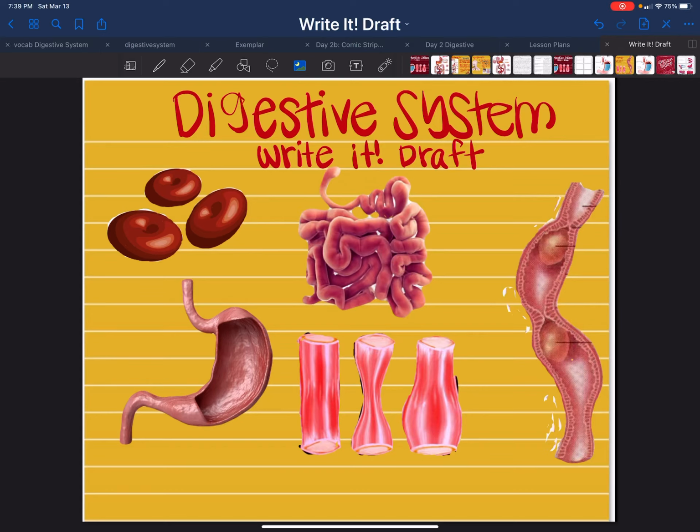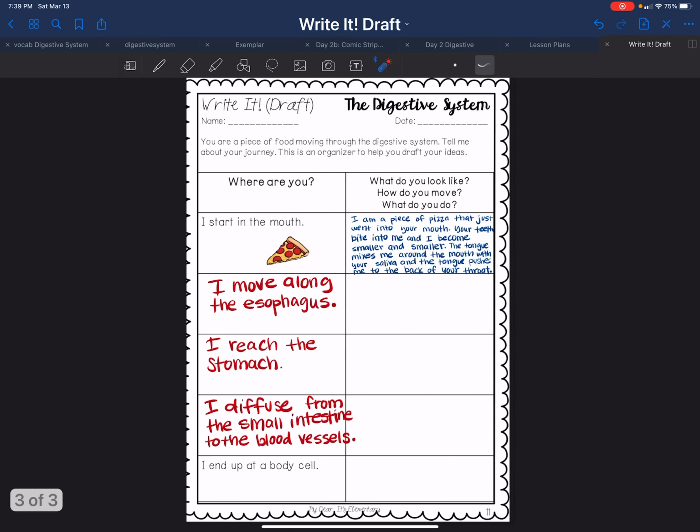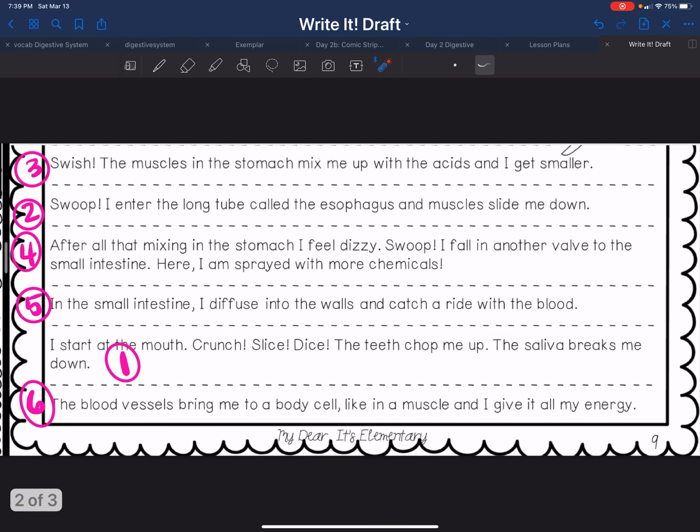For this assignment, for the digestive system, it's our write it draft. Okay? This is what our write it draft looks like, and I'm going to show you where you can get your answers from. Remember yesterday, I had you put these in sequential order as they happen in the digestive system. I'm going to read them through to you.